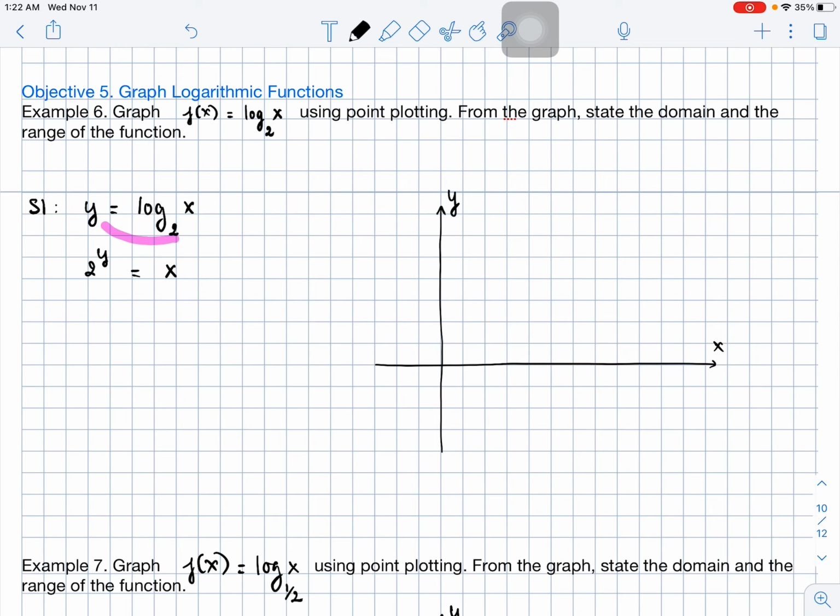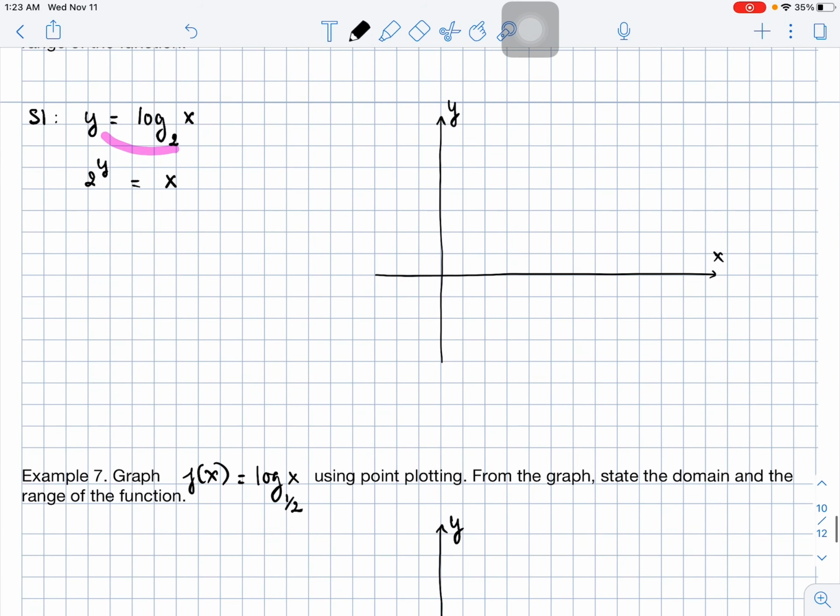The reason why we are doing this is because if you try to input for the log function, we don't know what x we're going to input. So it's very hard to do so. We had better convert it into the exponential equation, and it will be easier for us. Now we're going to make the table. We're going to make x and y.